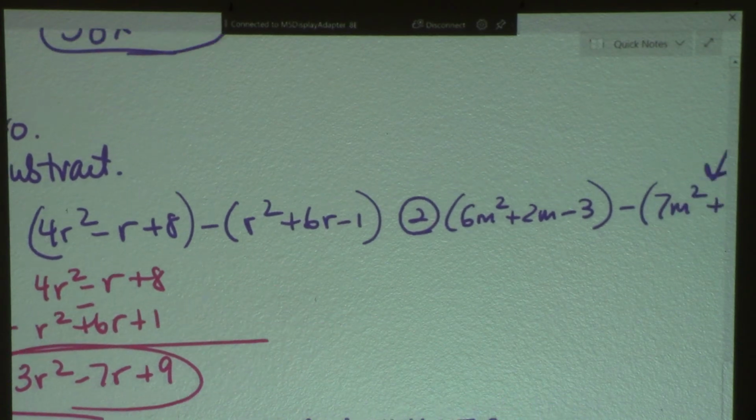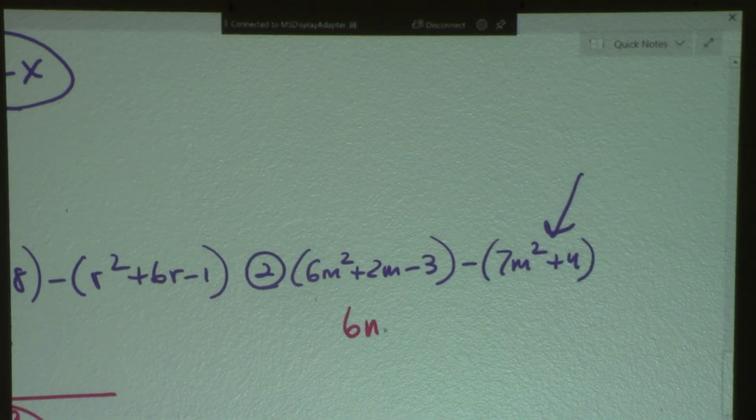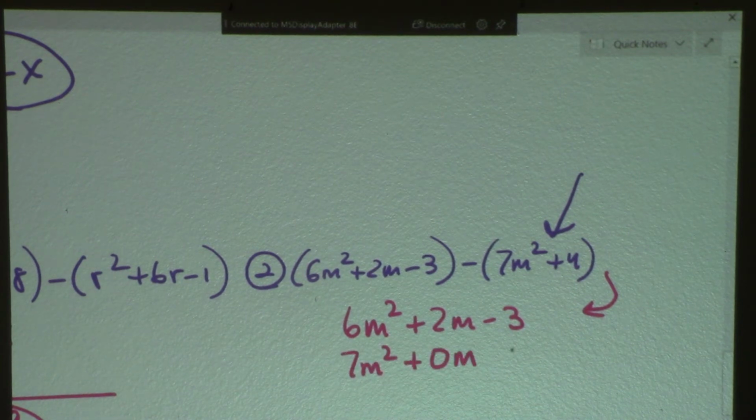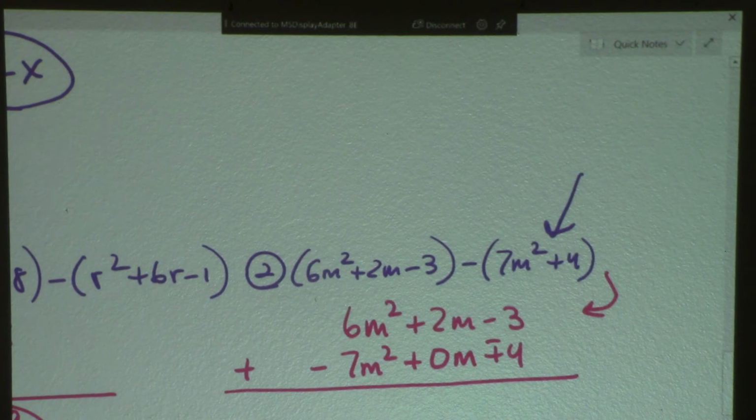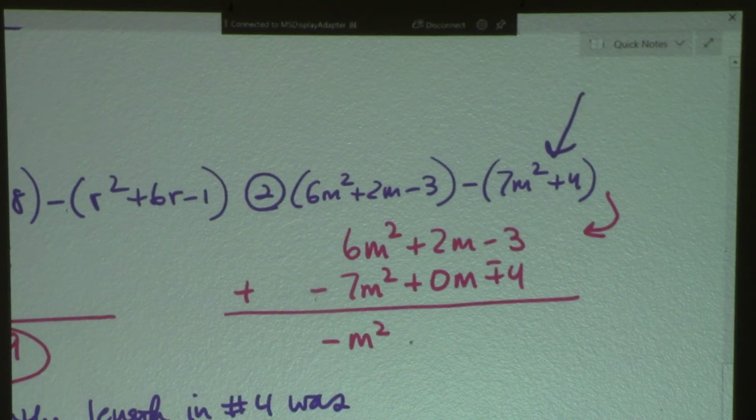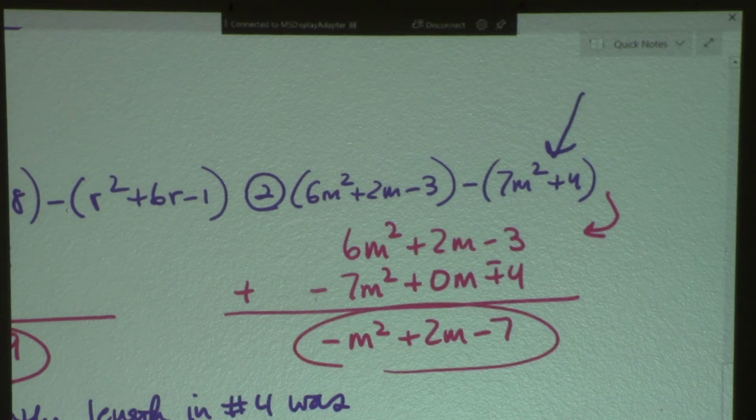Okay? And then over here, I'm going to have 6m squared plus 2m minus 3. And now I'm going to write this one here, and I'm going to put my 0 term in for the m term, because I just want to hold the place, right? And when I'm subtracting, I change all the signs, and I add. So I end up with negative m squared plus 2m minus 7, and that is my new polynomial.